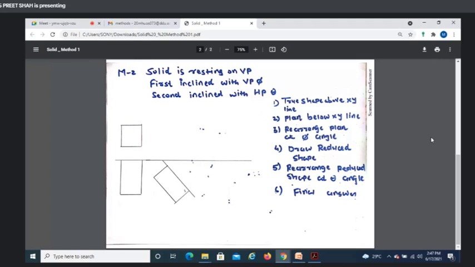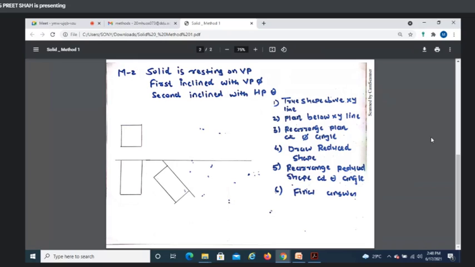Now what is the meaning of frustum of a solid? If a pyramid or cone is cut by a cutting plane parallel to the base, and I remove the top portion, the remaining lower portion is called a frustum of the solid. So in a frustum, the cutting plane is parallel to the base. Now what is a truncated solid? The cutting plane is inclined.